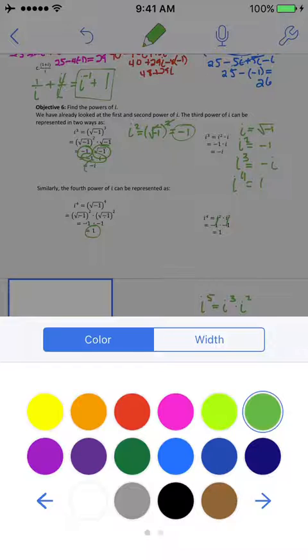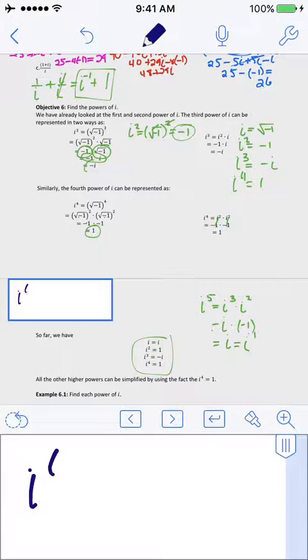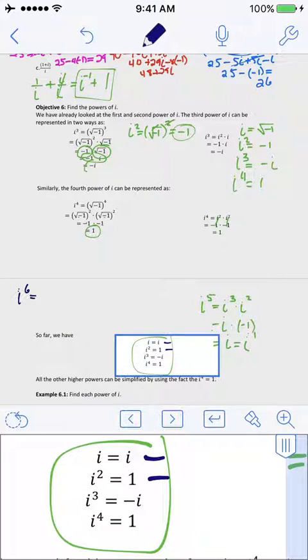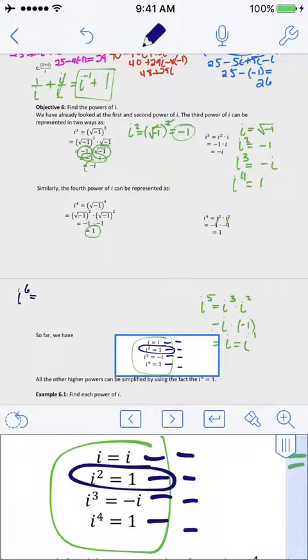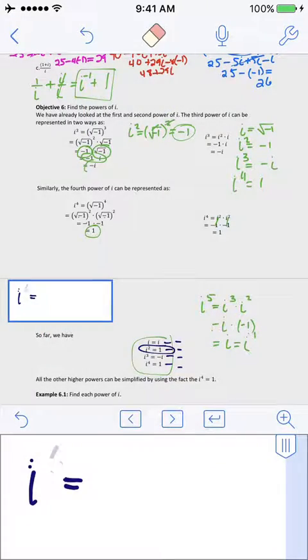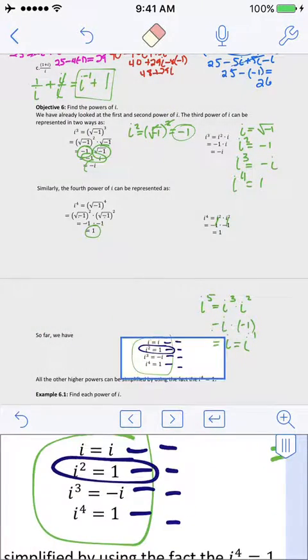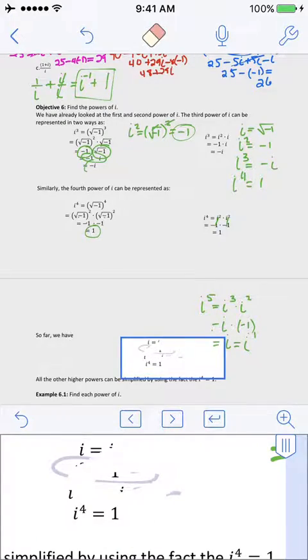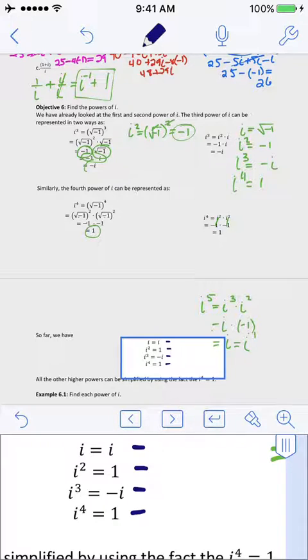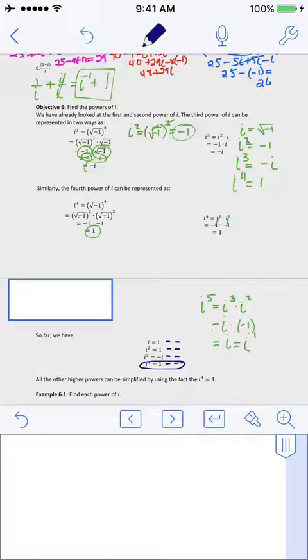Let's do i to the sixth. If it's following this pattern, what that should end up being is, if that's 5, 6, 7, 8, 9, 10, 11, 12... Actually, let's do 12. I changed my mind. Let's do 12. If it follows this pattern, then it should end up being 1, okay? So it should end up being, let's see, 1, 2, 3, 4, 5, 6, 7, 8, 9, 10, 11, 12. So it should end up being the same thing as i to the fourth.